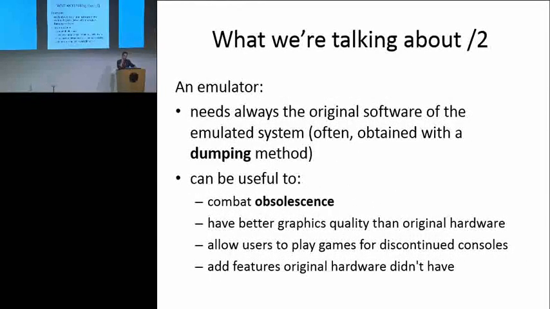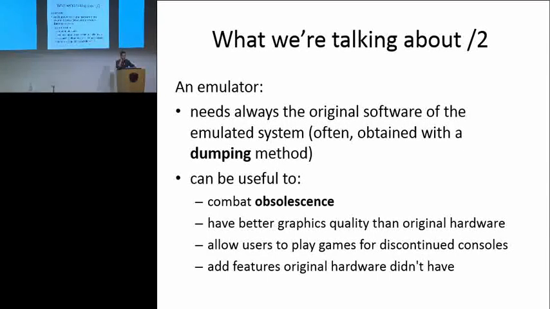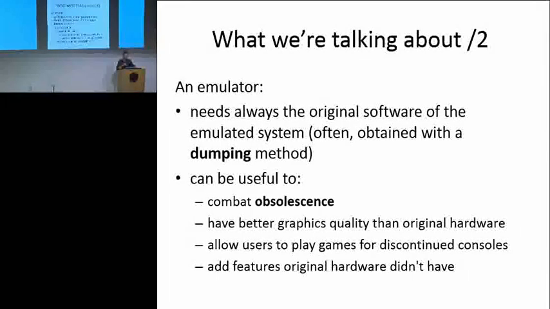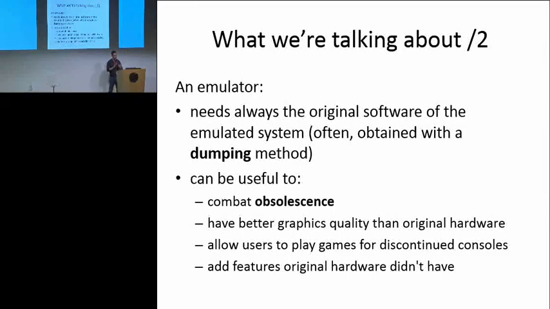There is a difference between an emulator and a simulator. The emulator always needs the original software of the emulated system, and most of the time you need a dumping method to extract from the original system, for example, the operating system, the characters, all the information stored in the ROMs, in the read-only memories. So it's very, very different, the emulator and the simulator, because with a simulator you can bypass this need and implement in a different way what we are doing to emulate.